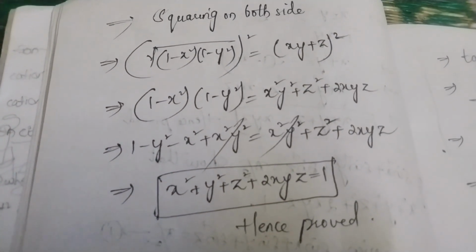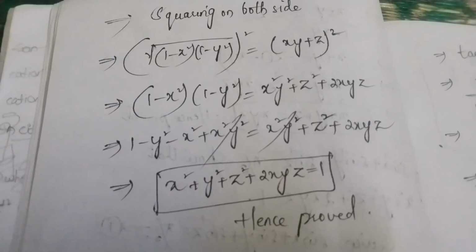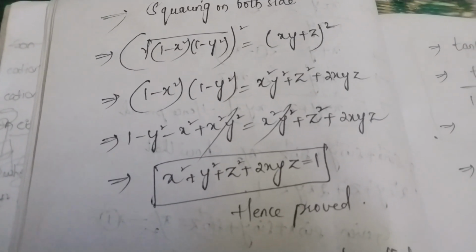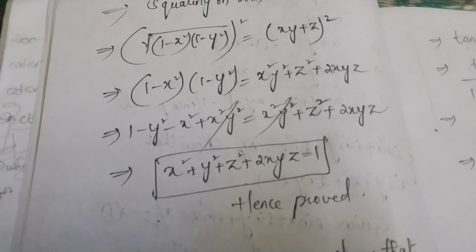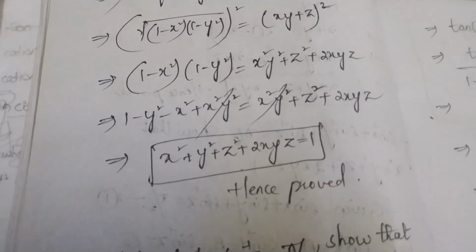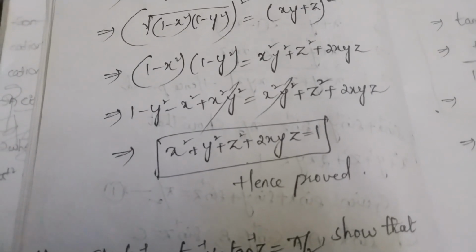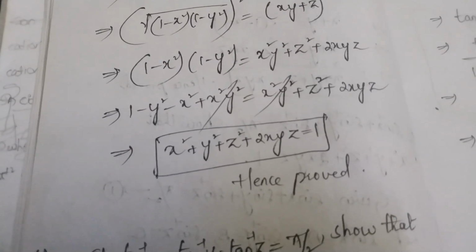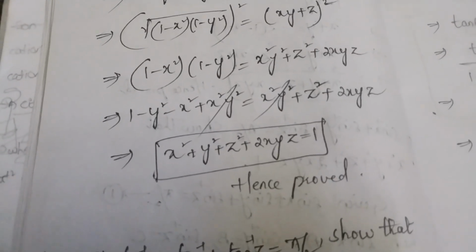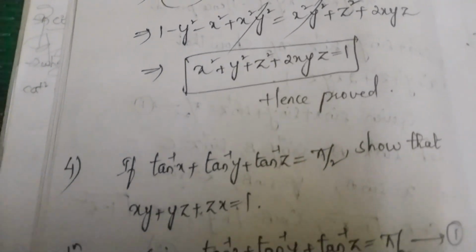Squaring on both sides, so we get under root of 1 minus x square into 1 minus y square whole square is equals to xy plus z whole square. Again, it is in the form of a plus b whole square at the right hand side, and at the left hand side the square root and square get cancelled. So we are left with 1 minus x square into 1 minus y square. Now multiply these two brackets. Then finally we get x square plus y square plus z square plus 2xyz is equals to 1 after cancellation of x square y square on both sides. Hence proved.